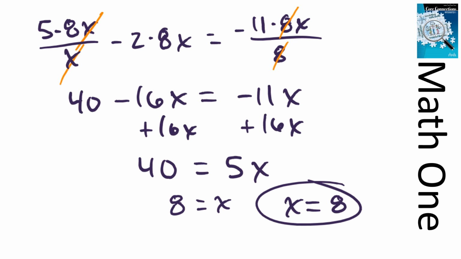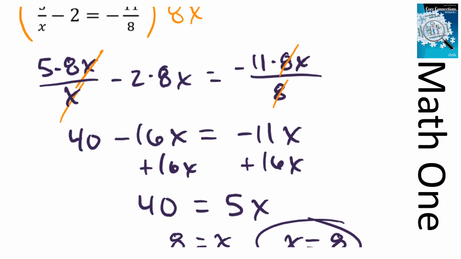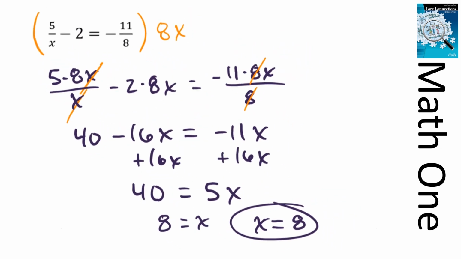And again, if I take that value 8 and I plug it into the original problem, right, 5 over 8 minus 2, and look at that as a decimal and compare that to a negative 11 over 8, they should be absolutely identical. The left and the right hand side should be the same if this is indeed the solution. So that's it for fraction busters.